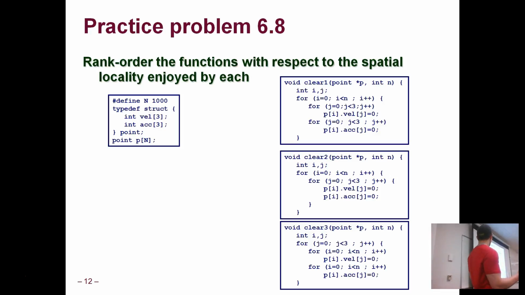So which one has the best? Yes? 2, 1, 3. You say 2 has the best, and then 1, and then 3? All right. Well, that's one guess. I'll wait for 2 more guesses. So 2, 1, 3 is a suggestion. Yes. What is 1, 2, 3 is a suggestion?